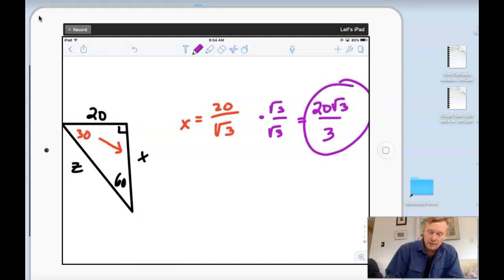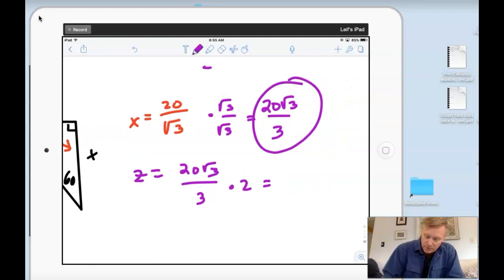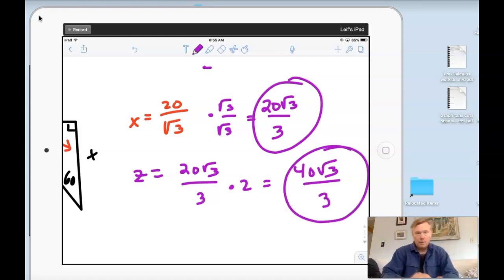Now I know the short leg, and life is always good once you know the short leg, because I can double it to find the hypotenuse. If my short leg is 20 square roots of 3 over 3, then the hypotenuse is 20 square roots of 3 over 3 times 2, which gives me 40 square roots of 3 over 3. You can just move that 2 into the numerator, multiply it by the regular number, and voila. All right.